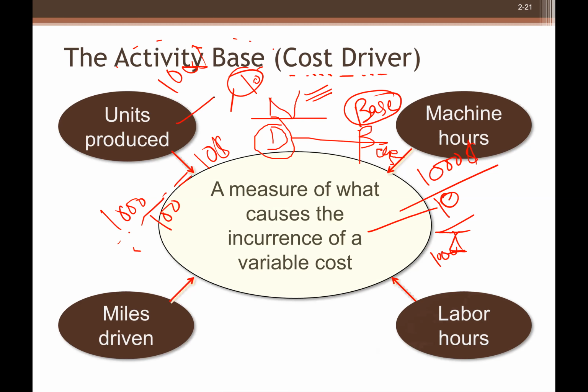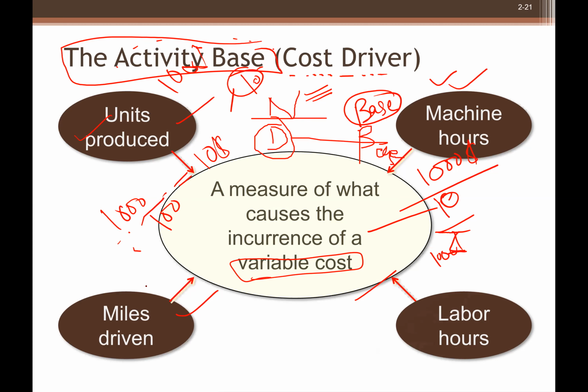It can be unit based, it can be miles driven, it can be labor hours, it can be machine hours. So we call this activity based. It's a measure of what causes the incurrence of variable cost. Simple. It means on what basis we are finding the variable cost per unit: either machine hours, or units produced, or miles driven, or labor hours.